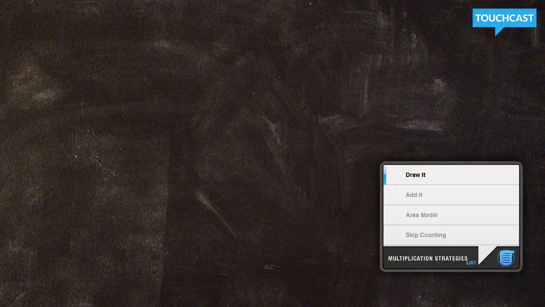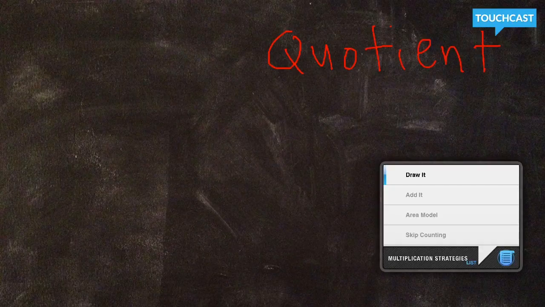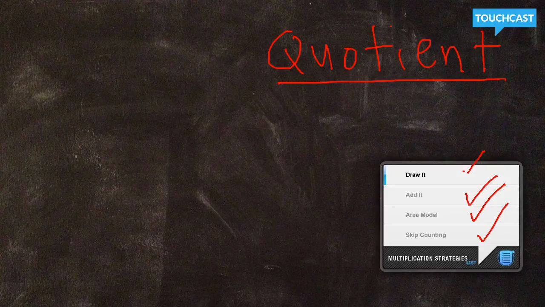Today you're going to learn about division and the different strategies you can do to find quotients. Quotient is the answer to a division problem. We know product is the answer to a multiplication problem, and quotient is the answer to a division problem. So you're going to be learning how to use draw it, add it, area models, and skip counting to find quotients. Let's go ahead and get started with a problem.